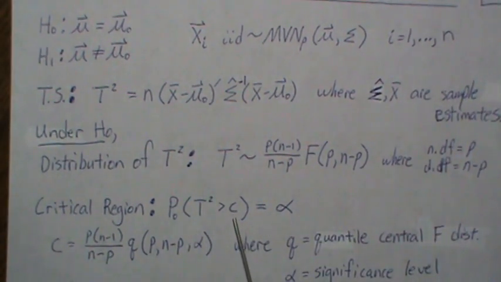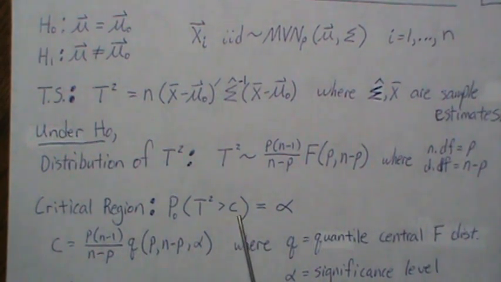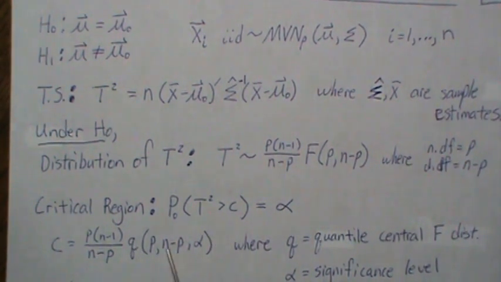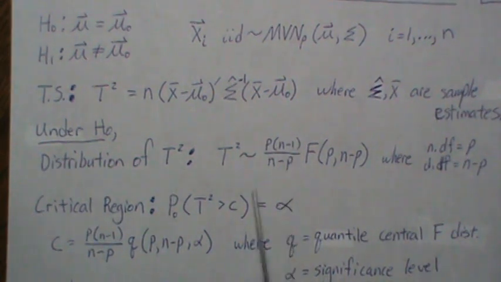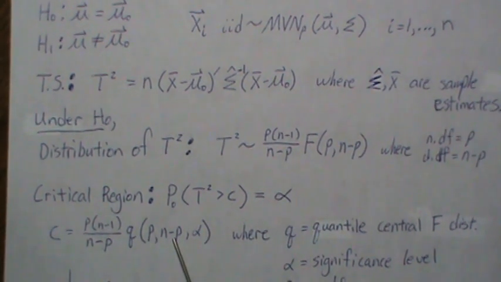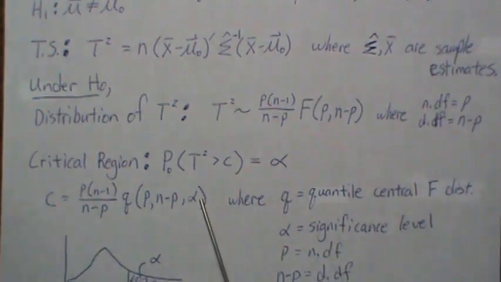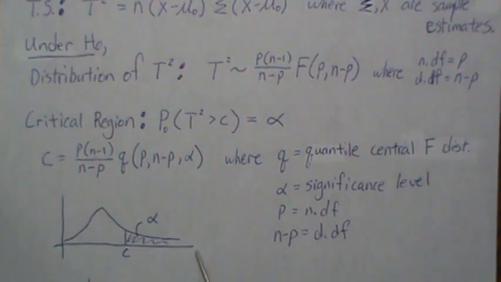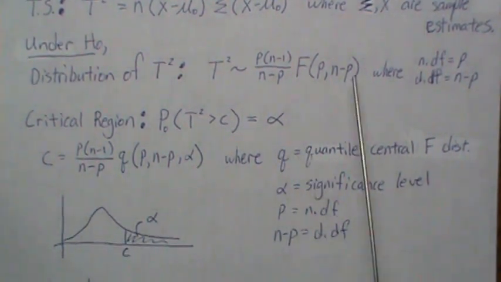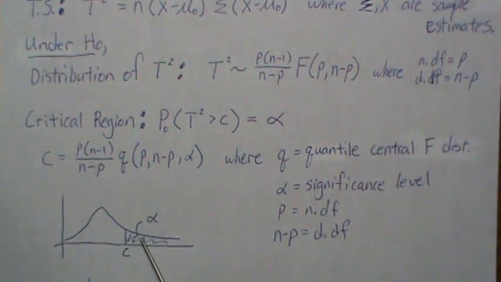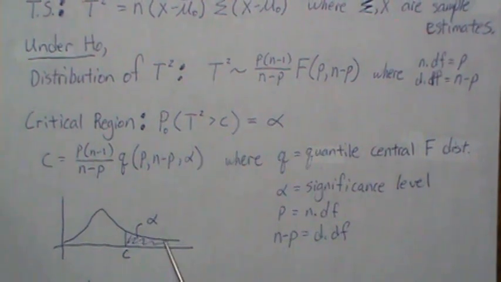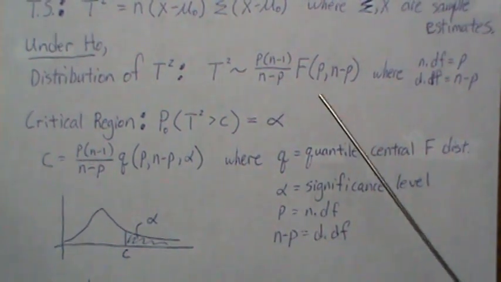Now, you can show that this C is this. It's the same p(n minus 1)/(n minus p) out front, but this is a quantile for a central F distribution with p numerator degrees of freedom, n minus p denominator degrees of freedom, and alpha is the significance level, right? And with a picture, it would look like this. If this is the central F distribution times a constant, under this curve there would be alpha, and if our test statistic is in here, we would reject. Anyway, that's how you do this test.